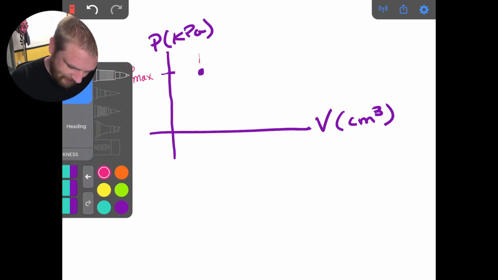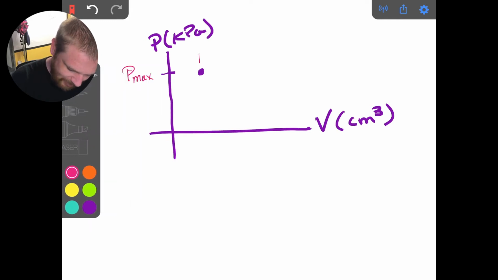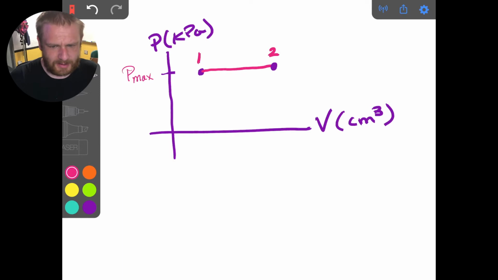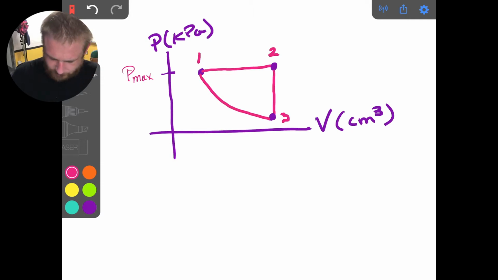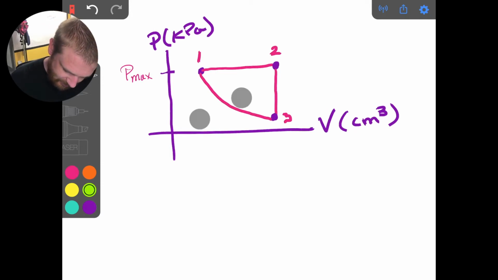And that is connected to state 2 by way of a horizontal, or isobaric, process. And this is state 2. An isochoric process brings us to state 3. And we return to state 1 by way of an adiabatic process. And let's go ahead and label that.